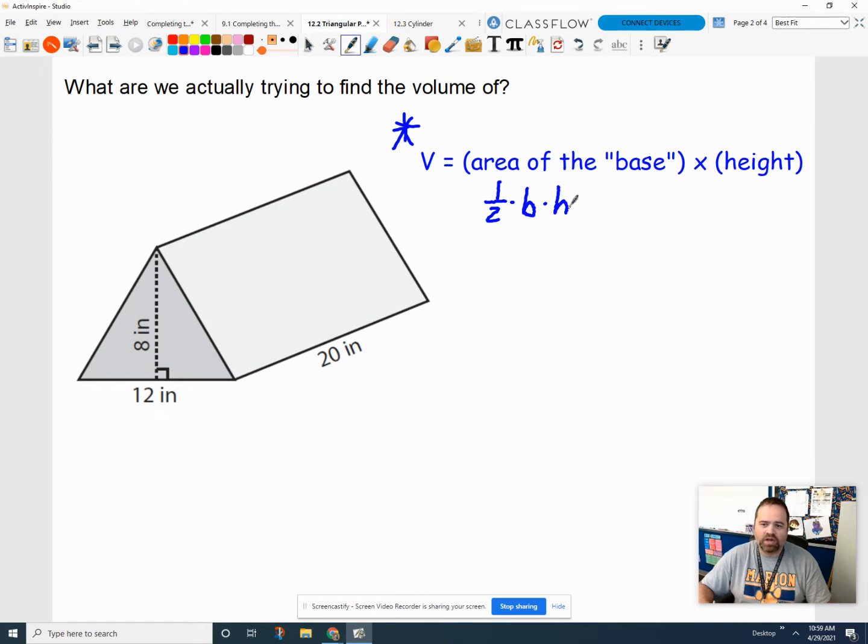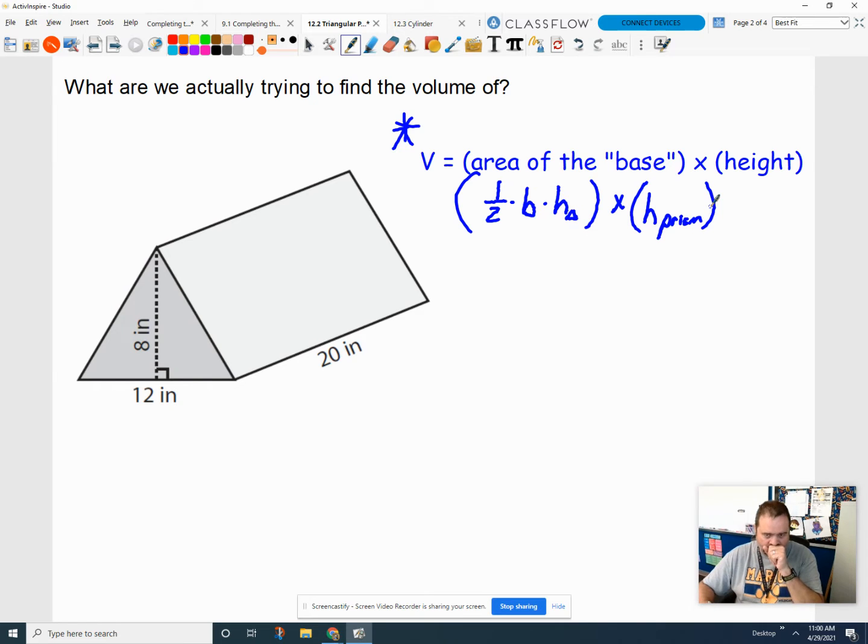times the height of the triangle, and I'm going to put a little triangle down here because that's the height of the triangle, and then we're going to multiply that by the height of the prism. So I'll do height of prism here. It's kind of weird having two variables that are the same, but that's what's happening. I've got a height of the triangle and then a height of the prism.